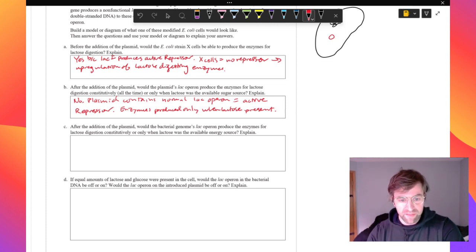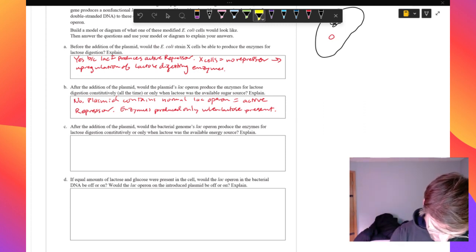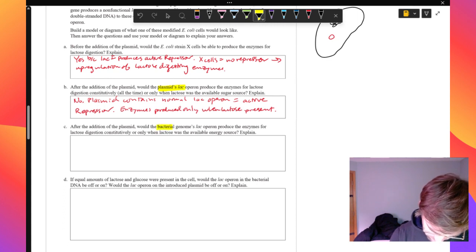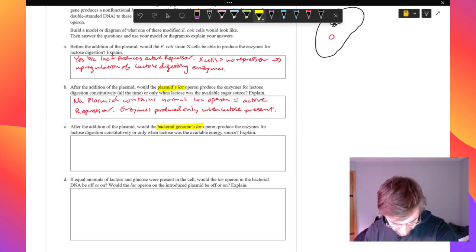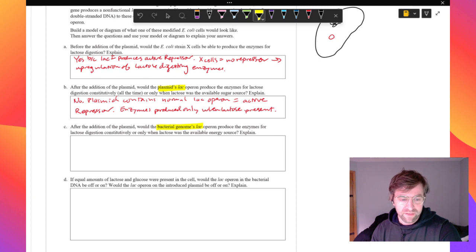After the addition of the plasmid, would the plasmid's lac operon produce the enzymes for lactose digestion? I already asked that. Question C. After the addition of the plasmid, would the bacterial genome's lac operon produce the enzymes for lactose digestion constitutively or only when lactose was the available energy source? Oh, I see. So the regulatory gene on the plasmid theoretically could produce enough repressor protein molecules to affect both the plasmid operon and the bacterial chromosome's operon. So after the addition of the plasmid, the bacterial genome's lac operon would produce enzymes for lactose digestion only when lactose was the available energy source.